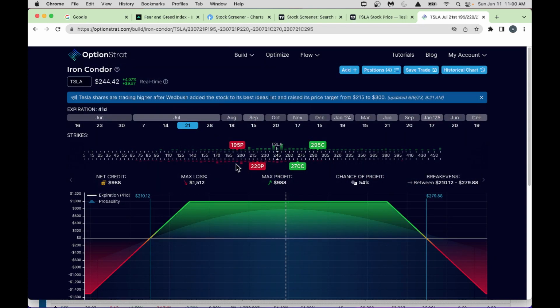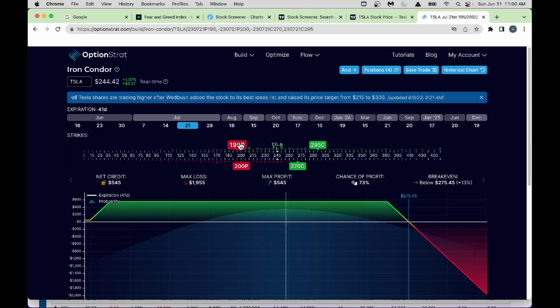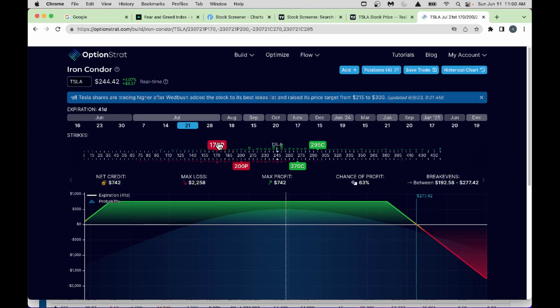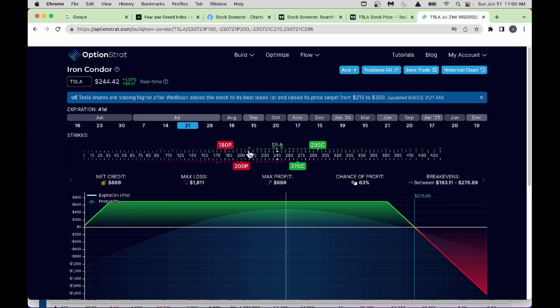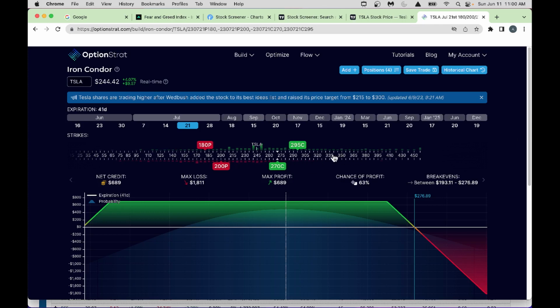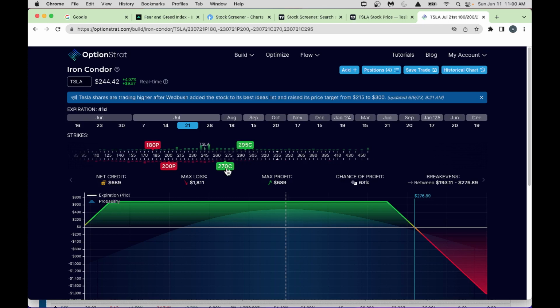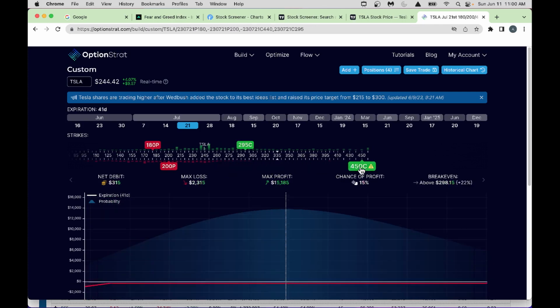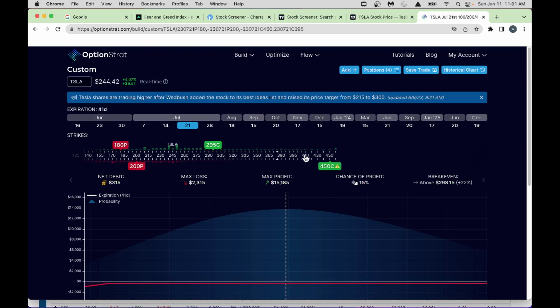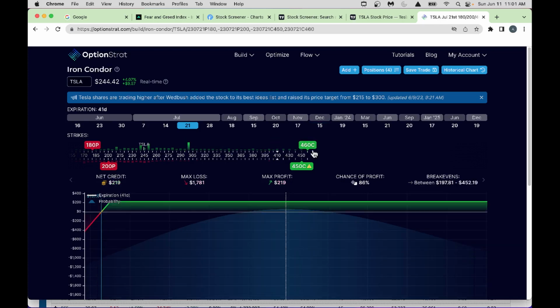On the lower side here, you could go to 200 as we talked about. Look, 200, and you could go to 180 right here. On the call side, we talked about all the way to 450. You could go here to 450. You're basically selling a call option at 450 and buying back a call option at 475.